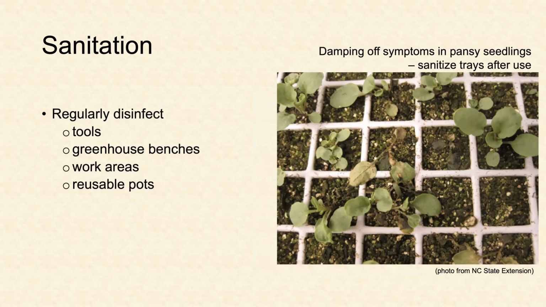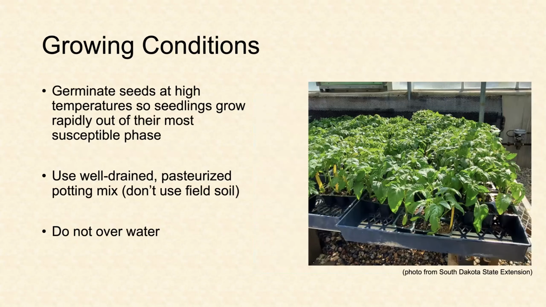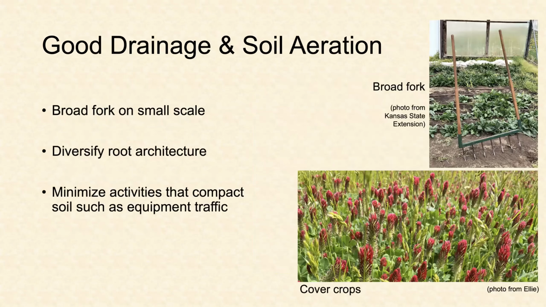Sanitation is big, so regularly disinfecting stuff, whether it's tools, greenhouse benches, work areas, anything that you reuse in the greenhouse or start house, like pots. Growing conditions, so germinating your seeds at a relatively high temperature, so seedlings grow pretty quickly out of their most susceptible phase, using potting soil that drains really well, pasteurized, and especially if you have diseases in your field, please don't use field soil for transplants and starts. And of course, just avoiding overwatering is helpful.